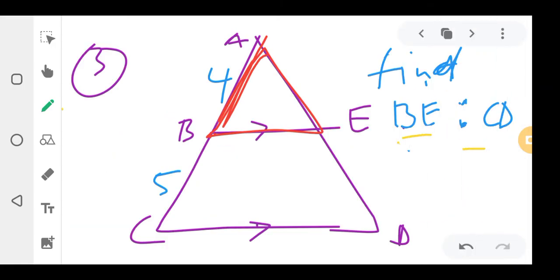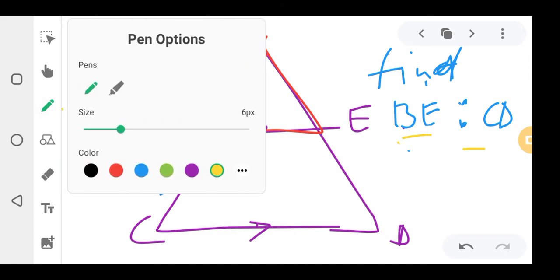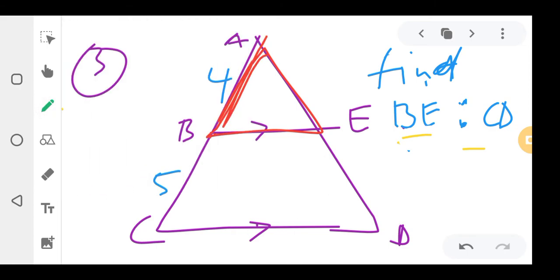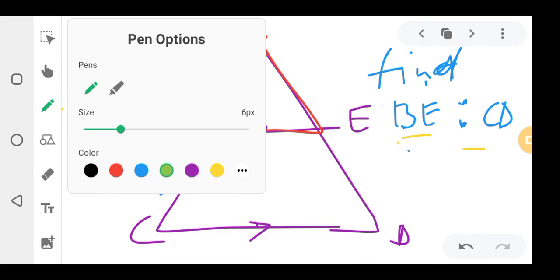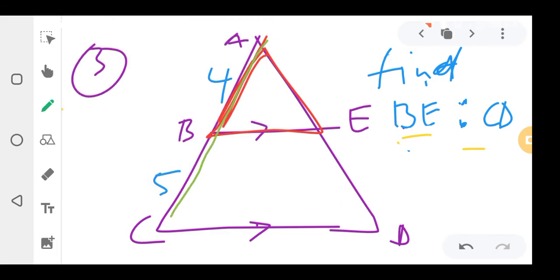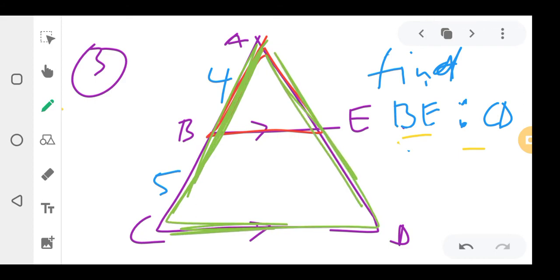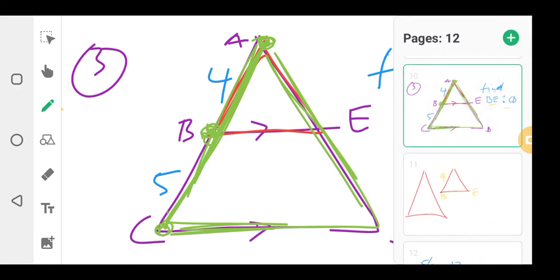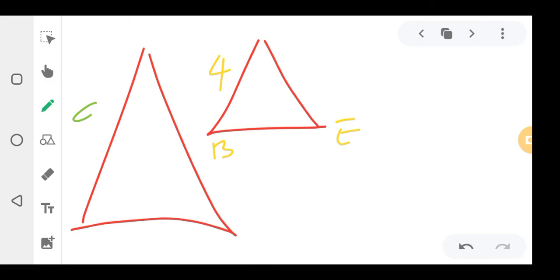And then for the larger triangle, what's the larger triangle here? It's this one. The larger triangle is the one that is on the outside. The whole of this is the larger triangle. Can you see it? So from here to here it's what? 9. How do you know it's 9? Because from here to here it's 4, and then 4 plus 5, which is 9. So this side is 9.